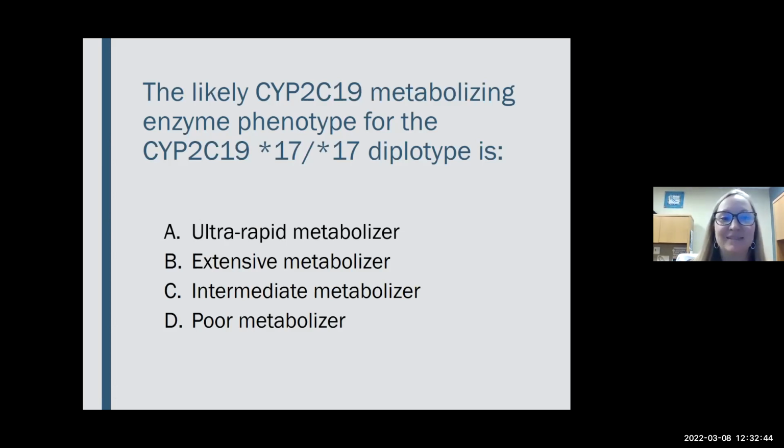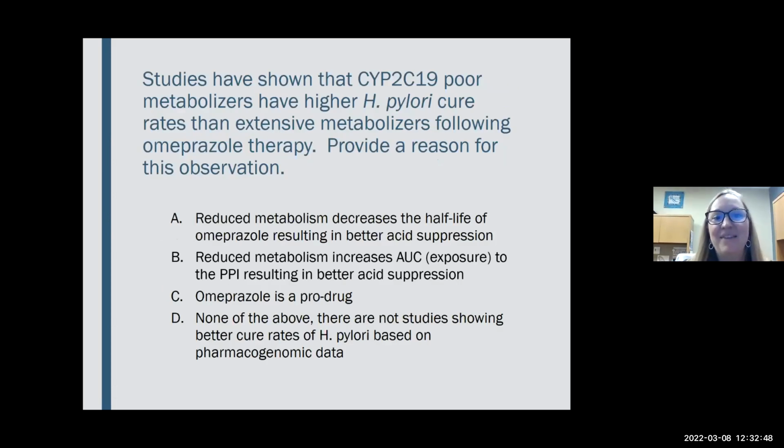It does exist. Okay, and then this is interesting, there are guidelines for PPIs. CYP2C19 metabolizes proton pump inhibitors. And there are some studies that have shown that CYP2C19 poor metabolizers have higher H. pylori cure rates than extensive metabolizers. Following omeprazole therapy, provide a reason for this observation.